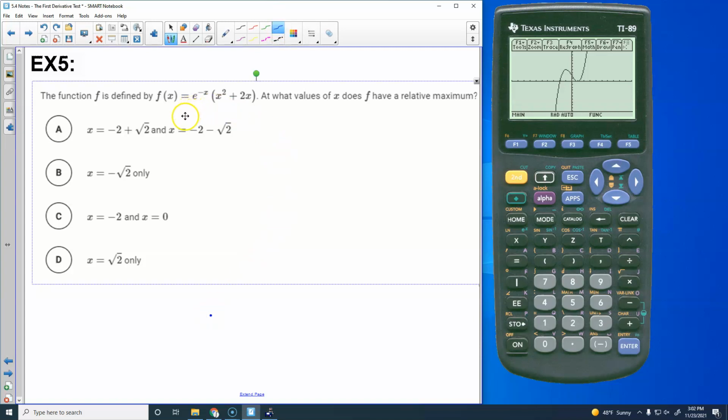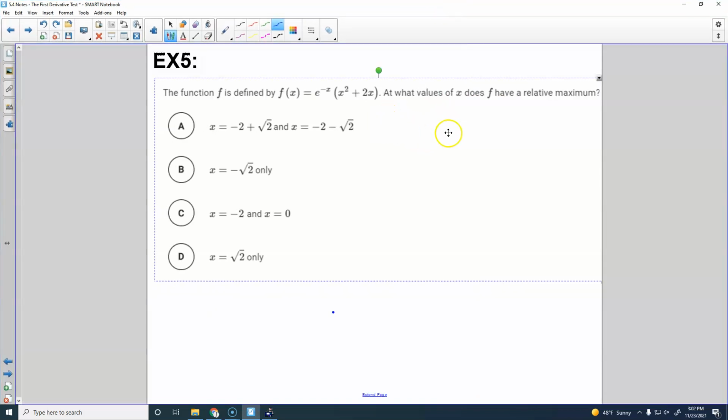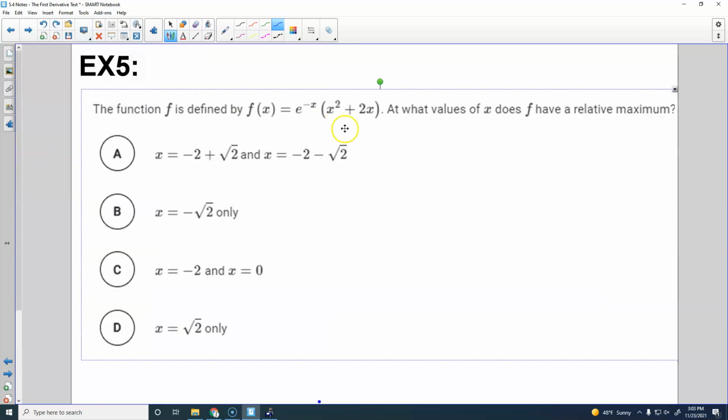All right, so the function is given by this. At what values of x does this have a relative maximum? This one is not calculator active. So we need the derivative. What have we got to use to take that derivative?